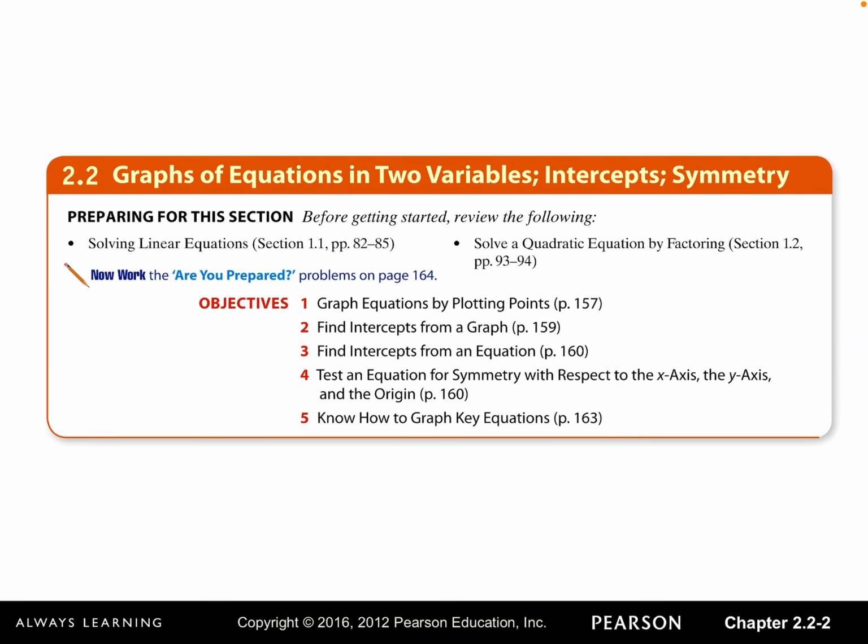Chapter 2, Section 2. Today we're going to study this section with 5 objectives. We're going to learn how to graph equations by plotting points, how to find intercepts from a graph, how to find the intercept from an equation, and then how to test an equation for symmetry property. The last thing, we need to know how to graph some of the key equations.